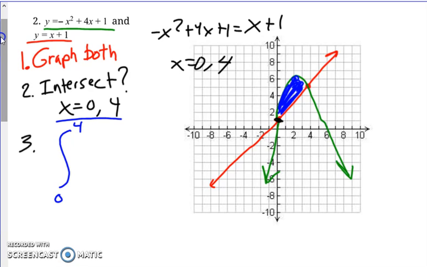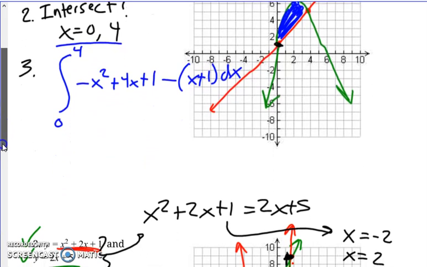It's always going to be top minus bottom. In this case, the parabola is on top and the line's on bottom. So I'm going to do top minus, important that we put it in parentheses here, bottom. Okay? And this is our definite integral.